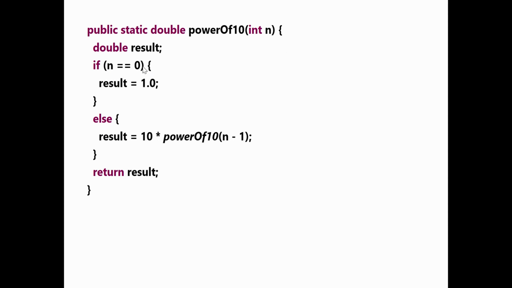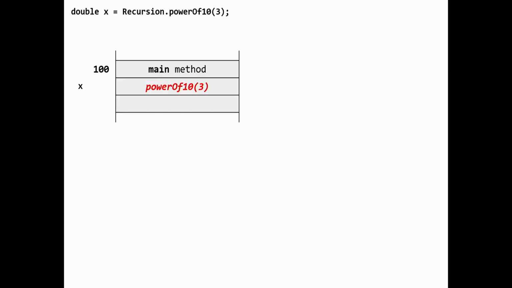So if n is 0, you're done, because 10 to the 0 is 1. So you just return 1. If n is greater than 0, then you return 10 times the power of 10 of n minus 1, because 10 times 10 to the n minus 1 is just 10 to the n. And so that's a very, very simple recursive method.